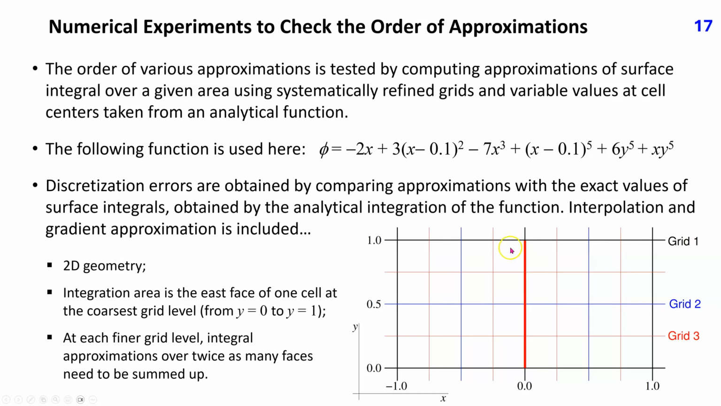This figure shows the two-dimensional coarse grid and two levels of refinement. The integration area is the east face of one coarse grid cell, shown here by the thick red line. Each time the grid is refined, the number of faces over which the integration needs to be performed doubles. And all these integrals are summed up so that the integral over the same area on all grids can be compared.